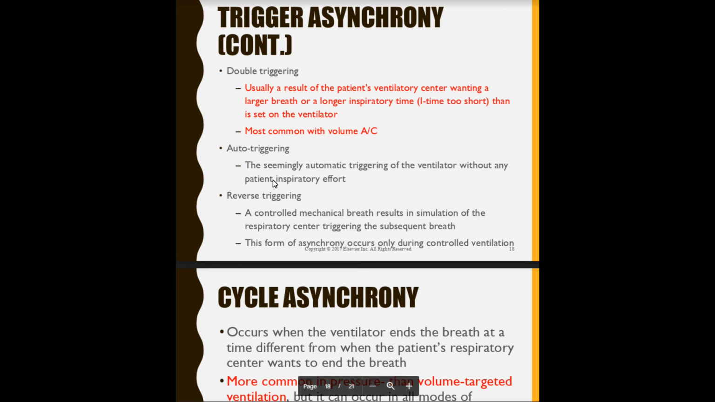Okay, auto triggering. For some strange reason, the machine triggers a breath when the patient is not wanting it, and that breath is outside of its total cycle time. Let's say total cycle time is 6 seconds. It'll auto trigger maybe at 5. So now that 1 extra second that was supposed to be expiratory time goes towards your inspiratory time. Okay, seemingly automatic triggering of the ventilator without any patient inspiratory effort.